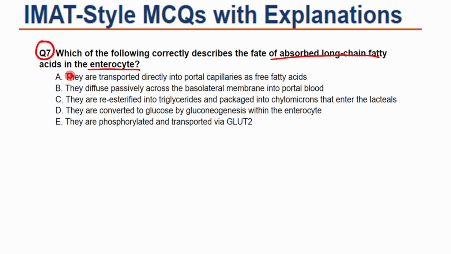The options are: A, they're transported directly into the portal capillaries as free fatty acids. B, they diffuse passively across the basolateral membrane into the portal blood. C, they're re-esterified into triglycerides and packaged into chylomicrons that enter the lacteals. D, they're converted to glucose by gluconeogenesis within the enterocyte. E, they are phosphorylated and transported via GLUT2.